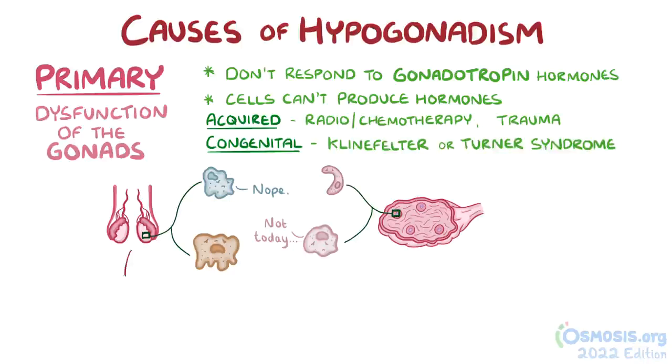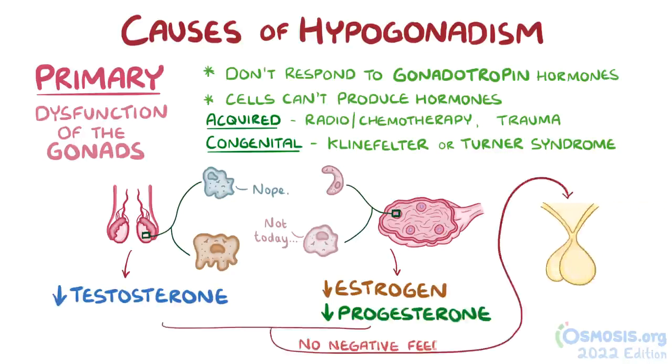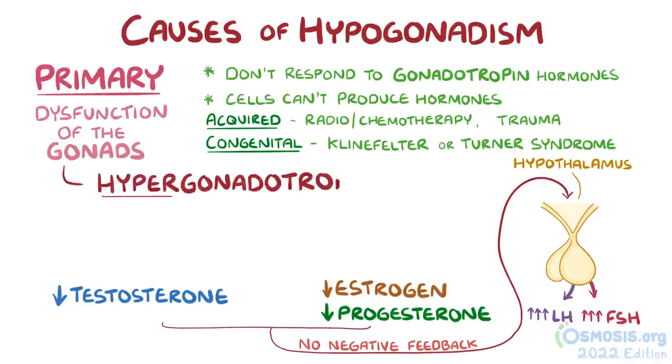Regardless of the cause, the result is a decrease or absence of testosterone in males or estrogen and progesterone in females, which means there's no negative feedback on the hypothalamus. This leads to an overproduction of luteinizing and follicle-stimulating hormones. So, primary hypogonadism is also called hypergonadotropic hypogonadism.